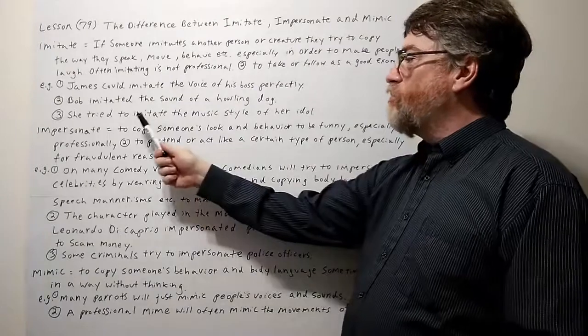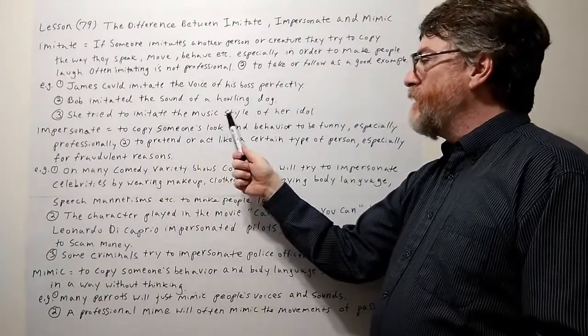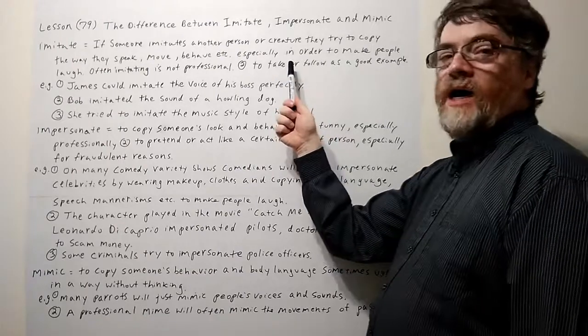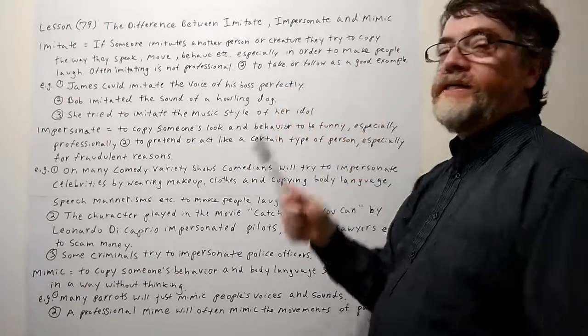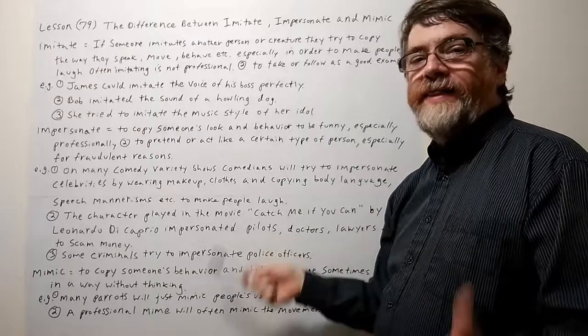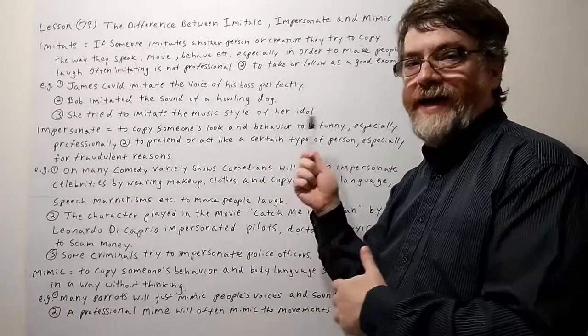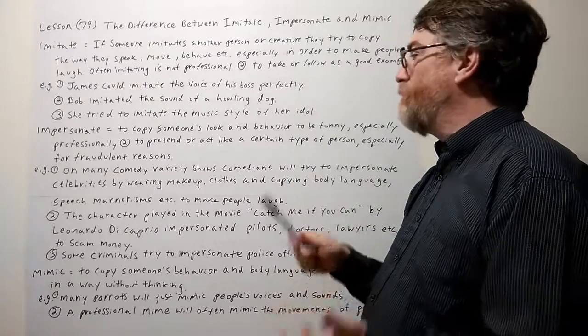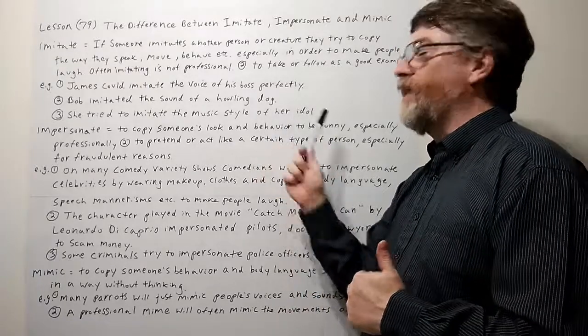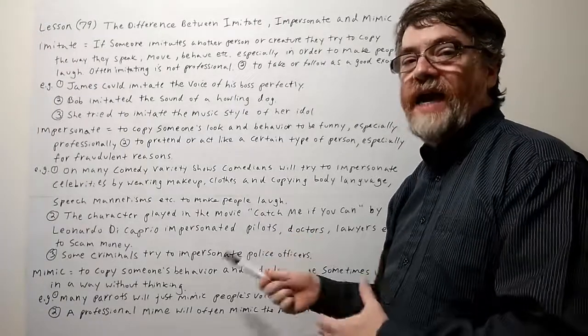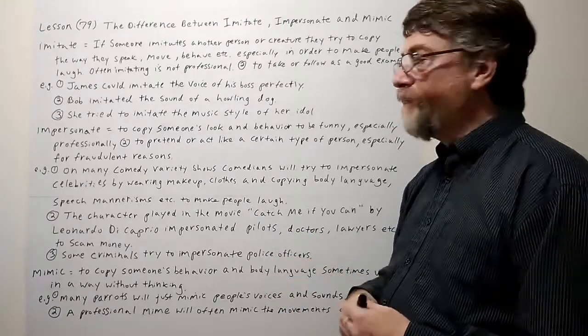She tried to imitate the music style of her idol. All right, this is like the second meaning, to take or follow as a good example. So we use imitate in that way as well. Okay, and we would not use impersonate in that sort of sense. We wouldn't say she impersonated the style of her idol. We would say she mimicked it. So she just basically copied a similar style.